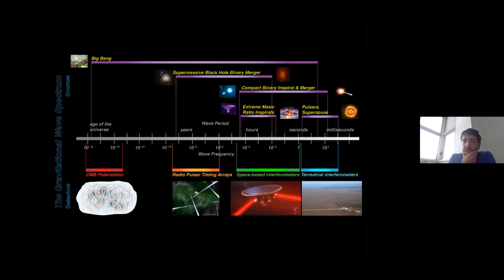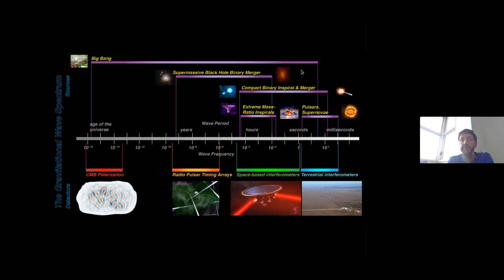Now, I showed that depending on mass, the gravitational wave sources emit at different frequencies, and here is a panorama of sources and detectors. This is the frequency space from several kilohertz down to the inverse of the age of the universe, essentially.